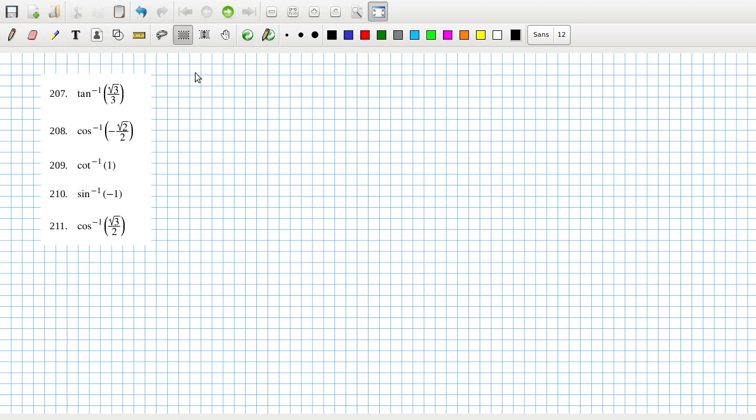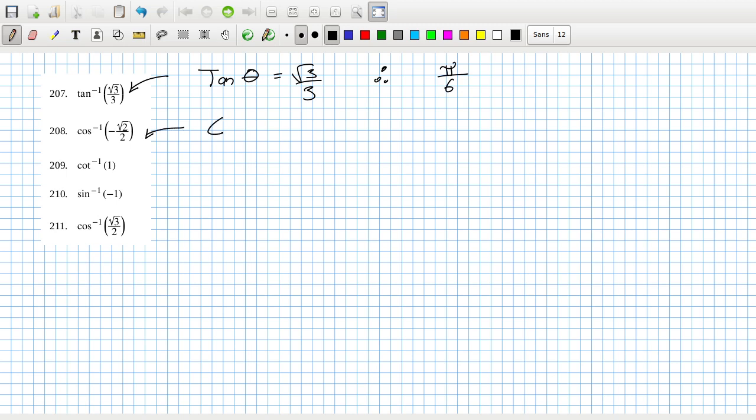So in order to find this, we need to think about the tan of what would equal root 3 over 3. And the answer is pi over 6. Just tan pi over 6, tan 30 degrees.